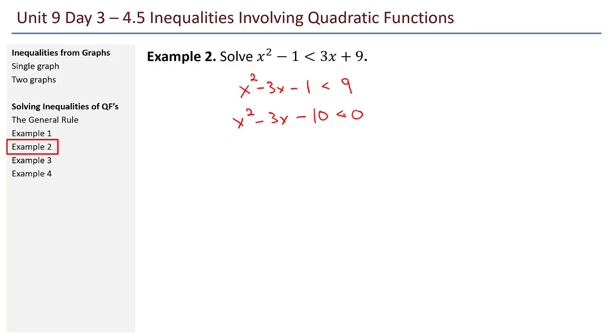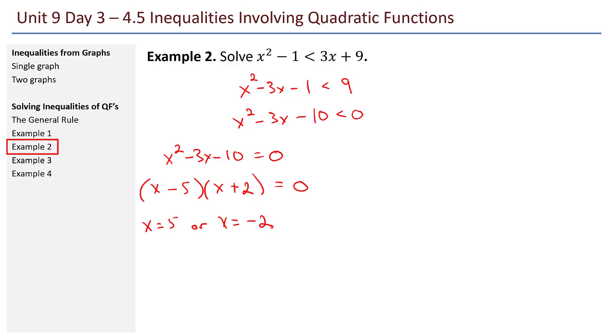And now I try to factor the left side. I want to solve the equality. So if I say x squared minus 3x minus 10 equals 0, where does that happen? Let's see, can I factor? I think I can. 2 and 5, how about minus 5 plus 2? So x minus 5, x plus 2. So x equals 5, or x equals negative 2.